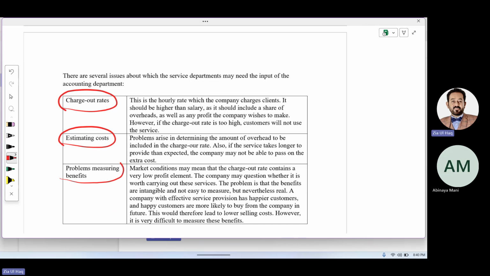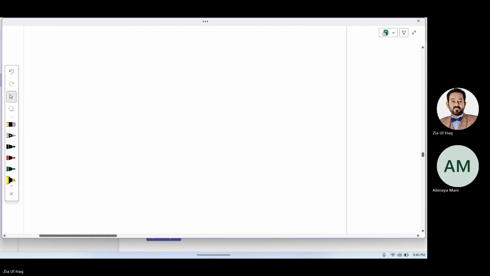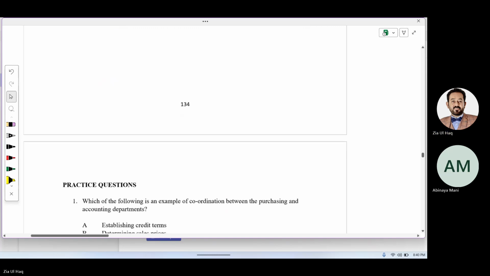Problem of measuring the benefit means if a service department is facing any problem, how to resolve that problem, how much cost will be there to resolve the problem, who will provide information, accounting department. If they need any equipment to resolve the problem, or they need additional hours to resolve the problem, who will calculate the cost, accounting department. Chapter finished.